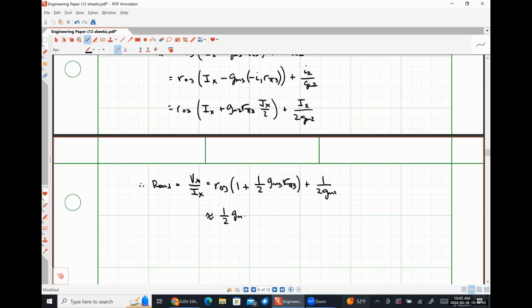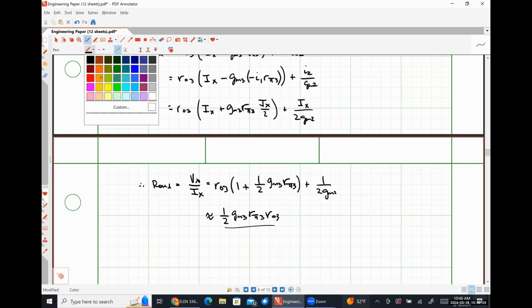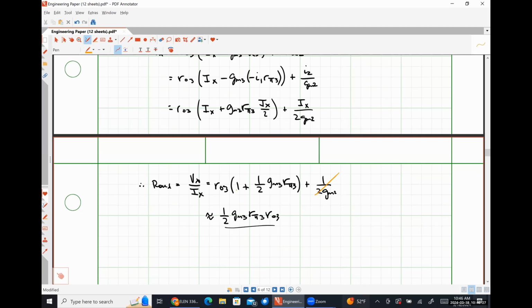1/2 GM3 R pi 3 R naught 3. Where we're just making an assumption here that this term is going to be larger than R naught 3 by itself, and it's going to be significantly larger than 1 over GM2. We're effectively throwing that guy away and throwing that guy away.